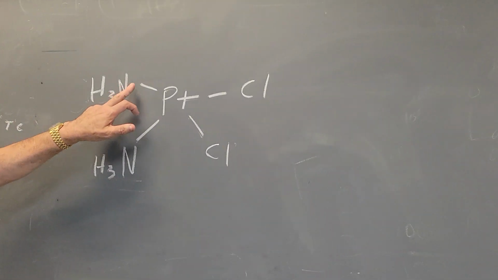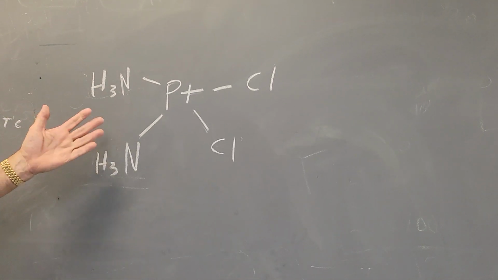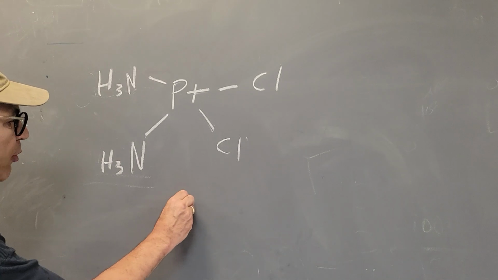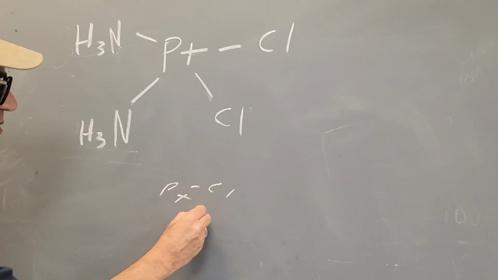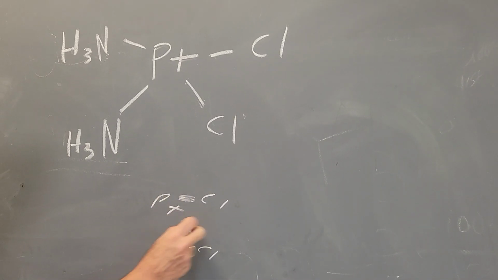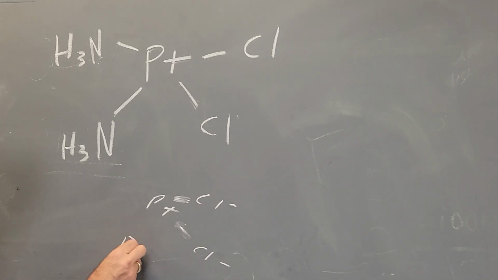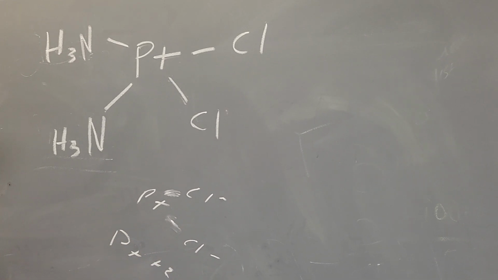Well, if you mentally release these 2 ligands, you get neutral ammonia. So that would just give you a Pt and a Cl and a Cl. And if you released these 2, that would put a minus and a minus. So you have a -2, so that would give me a platinum +2.